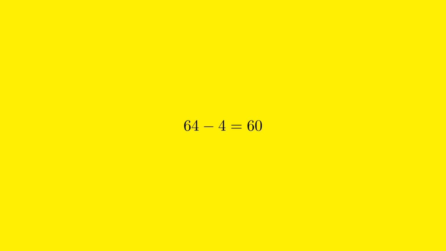So we have successfully simplified the expression from 2 to the power of 6 minus 2 to the power of 2 to 64 minus 4 and then to 60. In this final form, the expression simplifies to the number 60. Thus, we have completed the problem, and the final answer is 60.